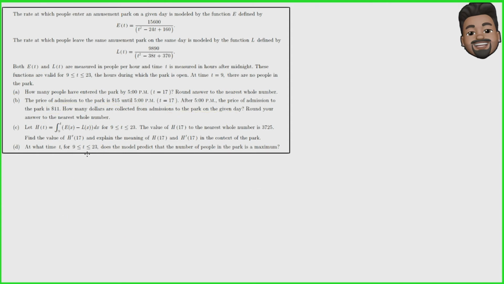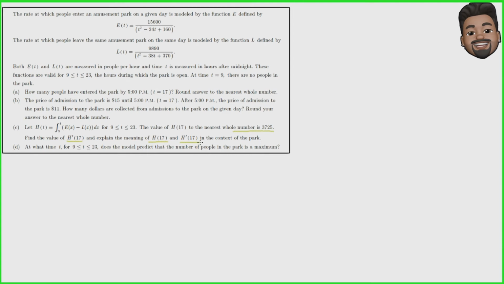So h of t is equal to this antiderivative. Now E of x and L of x, these are rates. So it's how many people came in minus how many people came out from 9 to 23. The value of h of 17 to the nearest whole number is 3,725. Okay, so we're going to find the value of h prime of 17 and explain the meaning of h of 17 and h prime of 17.